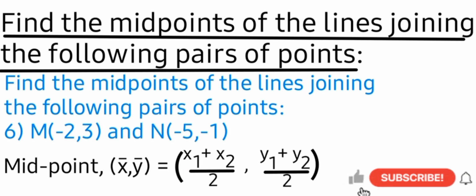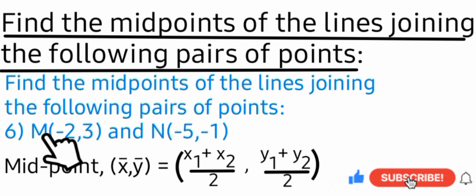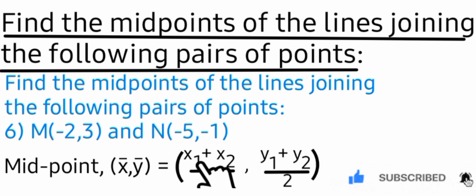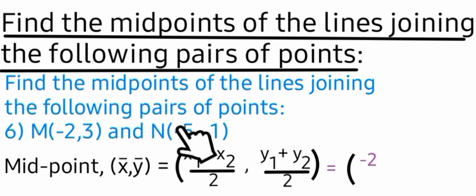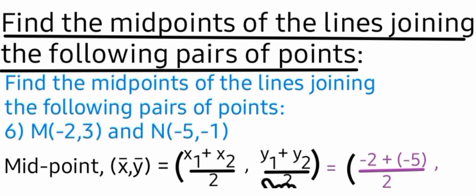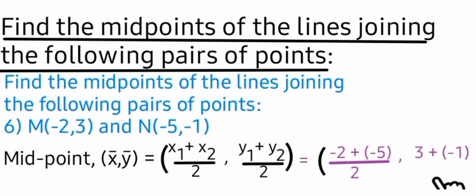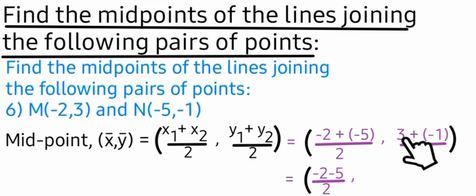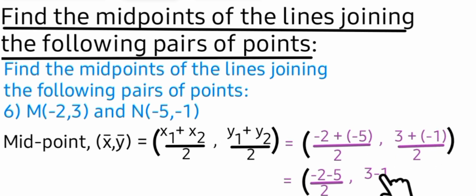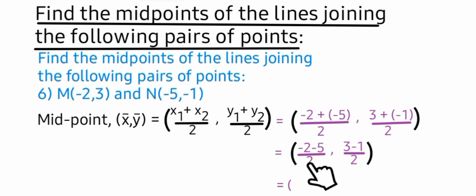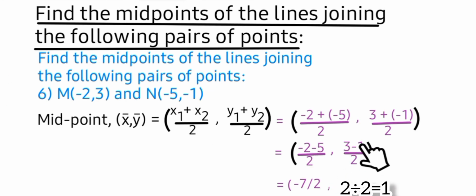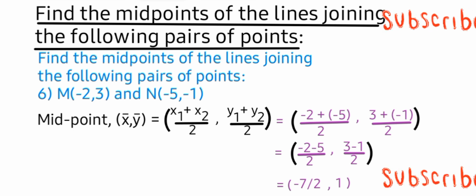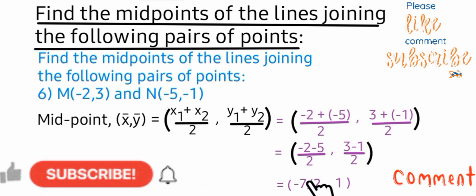Now, let's answer the final question that asks us to find the midpoint of the line joining point M and point N. Applying our formula, we have (x1 plus x2), that is minus 2 plus times negative 5, gives negative 5, divided by 2, comma, (y1 plus y2), you have 3 plus times minus 1, divided by 2. This is equal to minus 2 minus 5 gives minus 7 over 2, comma, 3 minus 1 is 2, 2 divided by 2 is 1. Therefore, the midpoint of the line joining points M and N is (-7/2, 1).